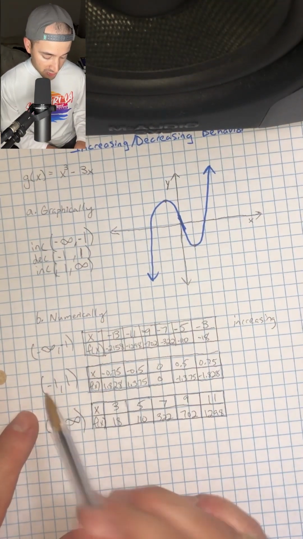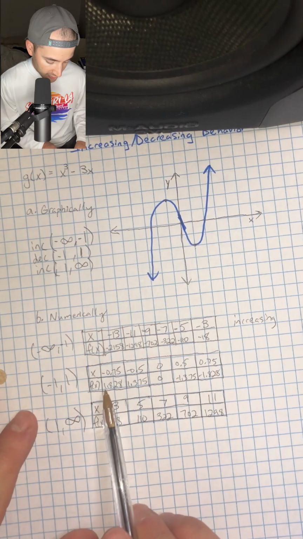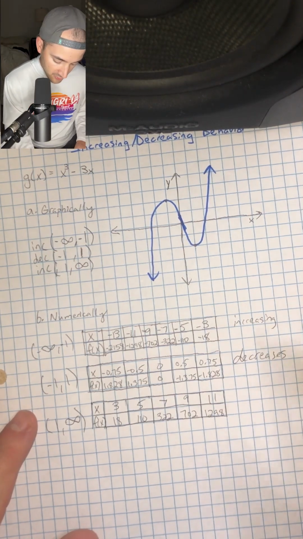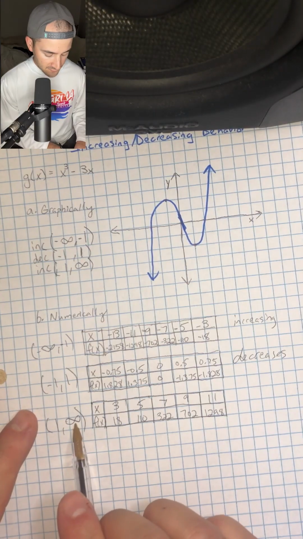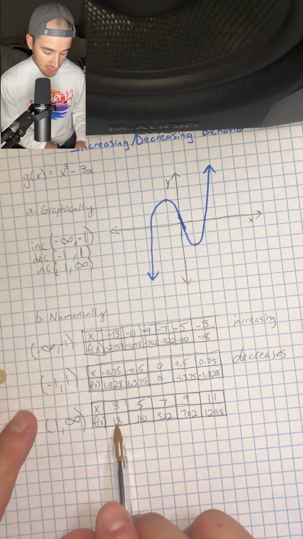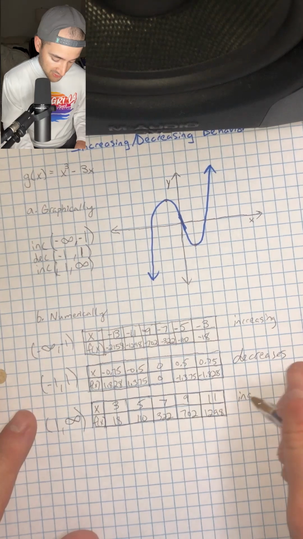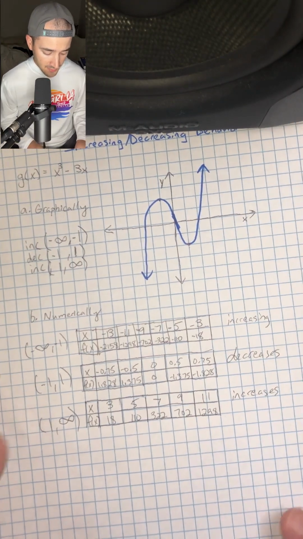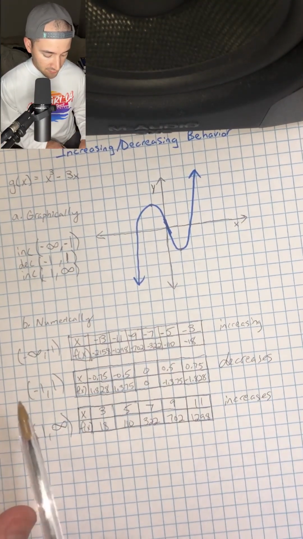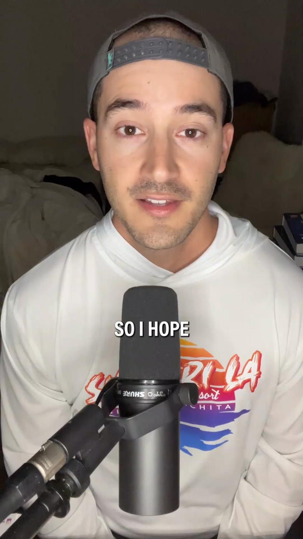From -1 to 1, again, I plugged in x values, got my y values, and you can see that our y values are decreasing on that interval. Once again, that confirms it. And then from 1 to positive infinity, I plugged in x values, I have my y values here, and you can see that our values for f of x are increasing on that interval. Once again, that confirms it. So we are definitely increasing from negative infinity to -1, decreasing from -1 to 1, and then increasing from 1 to positive infinity.